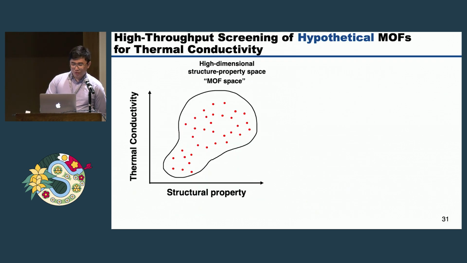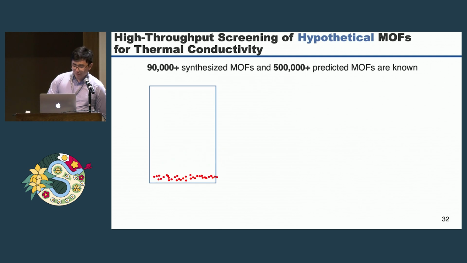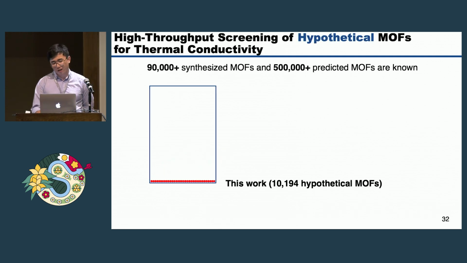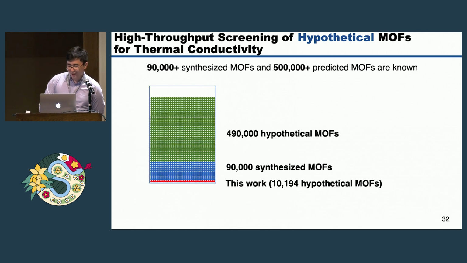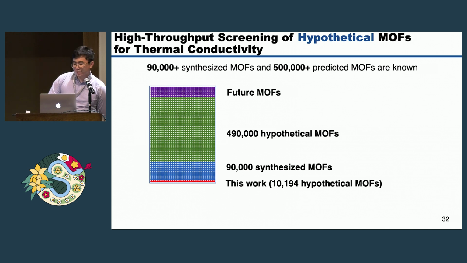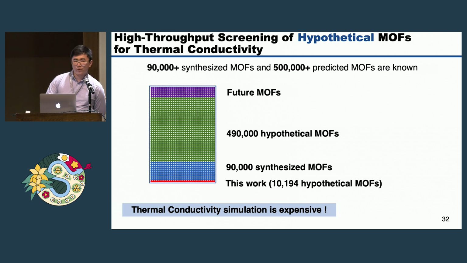Okay, so far we discussed high-throughput screening of hypothetical MOFs, but with these 10,000 MOFs, we cover only a small fraction of that huge MOF design space. There are remaining 90,000 synthesized MOFs which we haven't touched yet, there are remaining 490,000 hypothetical MOFs, and there are future MOFs which will emerge in the future. So we still haven't discovered an experimentally synthesizable and potentially high thermal conductivity MOF, because we cannot screen all of these possible MOFs with thermal conductivity simulation. It's very expensive, and it took so many computing hours to screen all these 10,000 MOFs. So we need a faster technique.